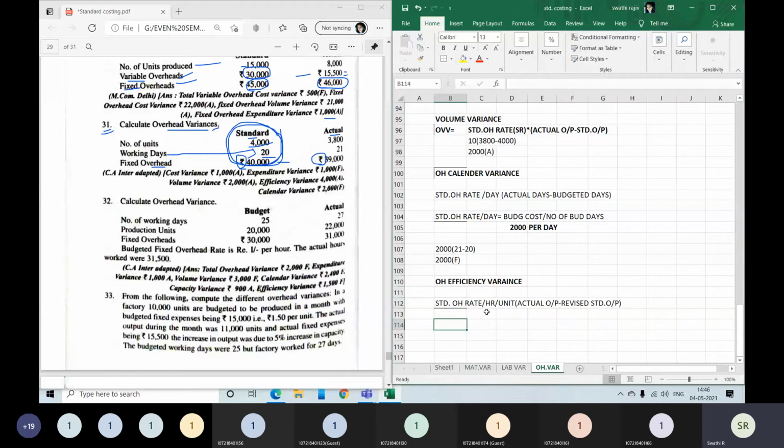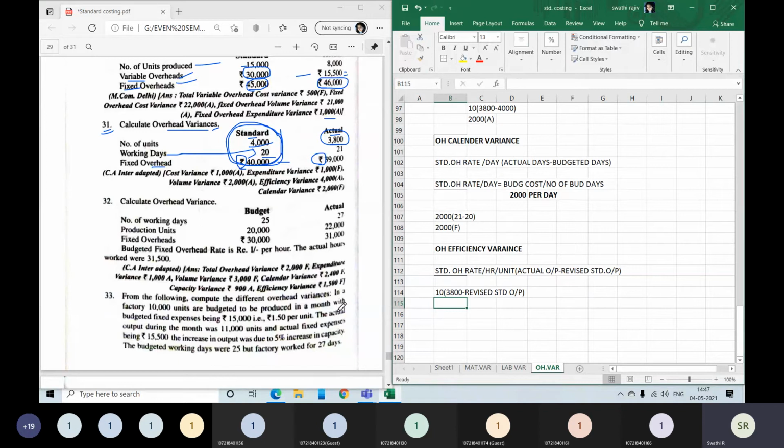So what is your overhead rate per unit? We already found out, no? It is 10 into what is actual output? What is our actual output? 3,800 minus... they are not asking standard output. Standard output, I thought it is 4,000. Very easy, very simple. But they are asking us for revised standard units or output. How do we find this is the question.